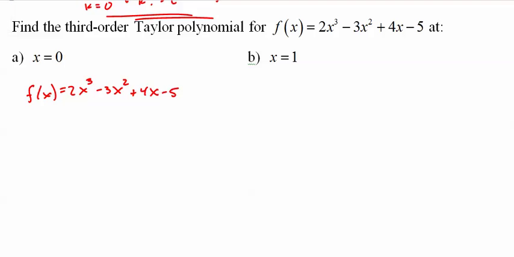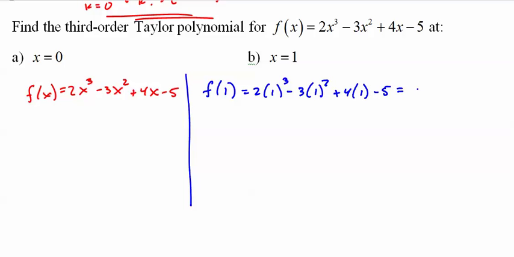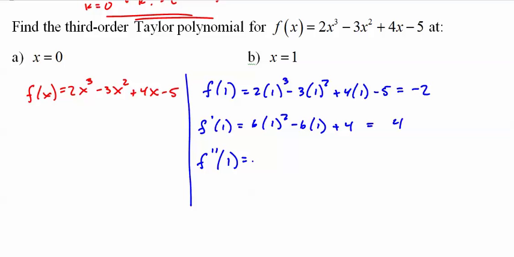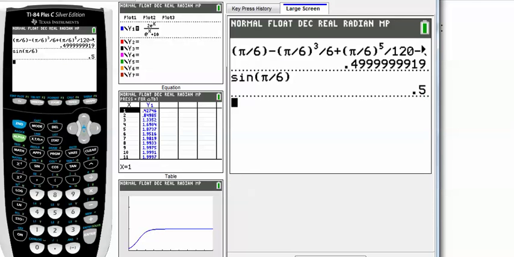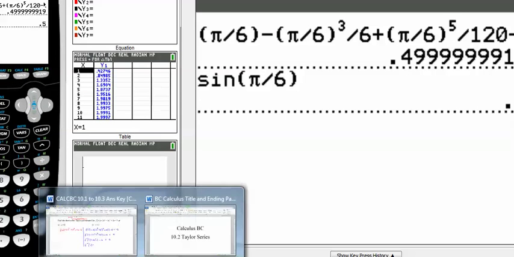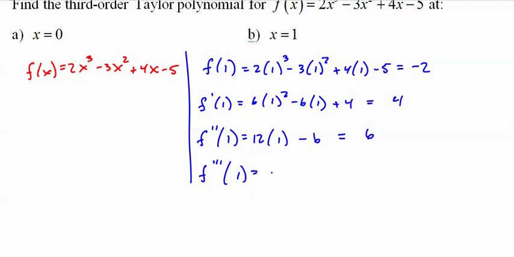Now at x equals 1, this gets a little sticky. We've got to do the whole derivative thing. f of 1 equals 2 times 1 to the third minus 3 times 1 squared plus 4 times 1 minus 5, which equals negative 2. f prime of 1 equals 6 times 1 squared minus 6 times 1 plus 4, which equals 4. f double prime of 1 equals 12 times 1 minus 6, which equals 6. And f triple prime of 1 equals 12.